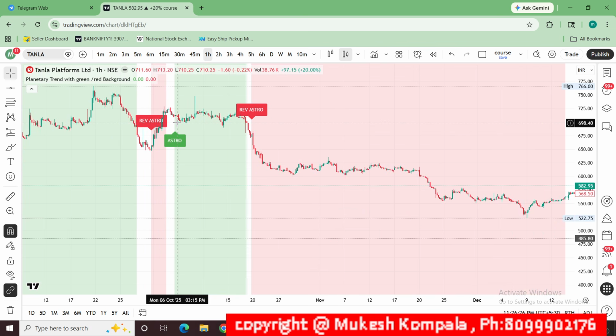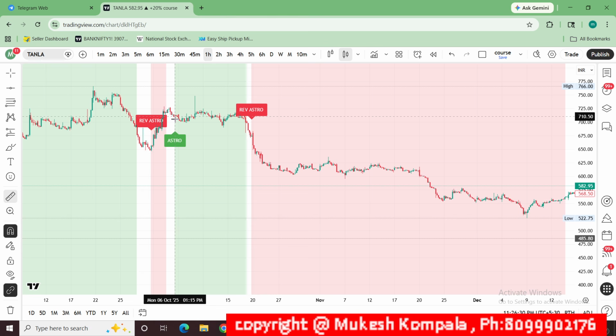Before this it was a loss. You can calculate that the entry is here, the exit is just 7 points loss, or 1 point loss, exactly 1 point loss. Okay, now you can take the entry here.